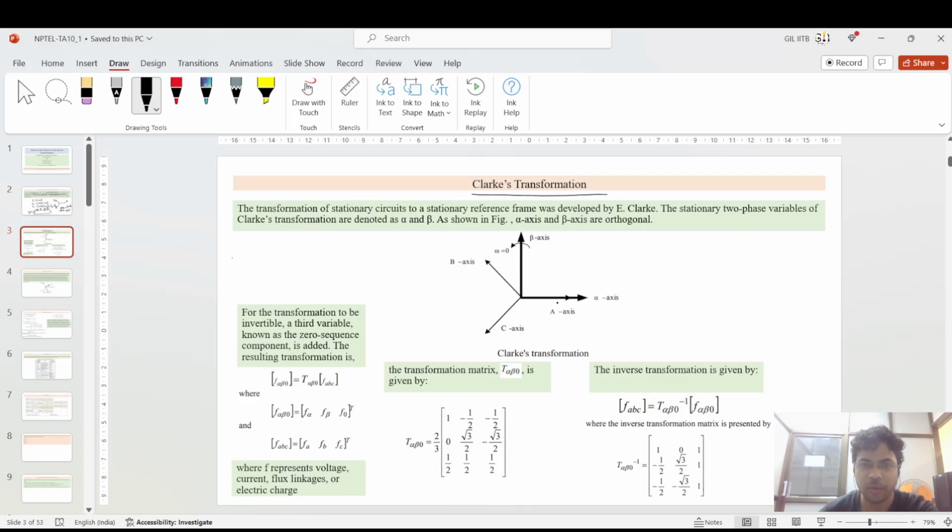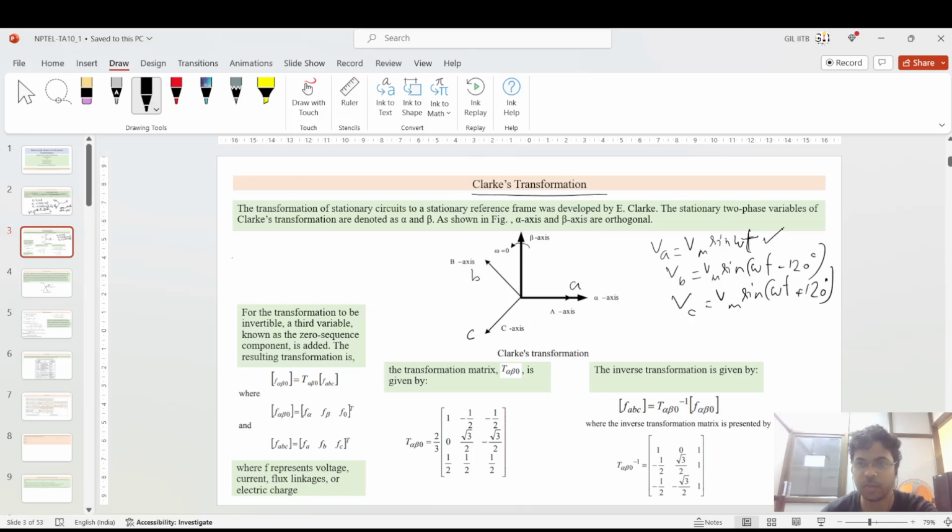Coming to the first transformation, the Clarke's transformation, suppose you have three windings A, B and C, and these are all rotating. As I have shown, Va is equal to Vm sine omega t, Vb is Vm sine omega t minus 120 degree, and Vc is Vm sine omega t plus 120 degree.